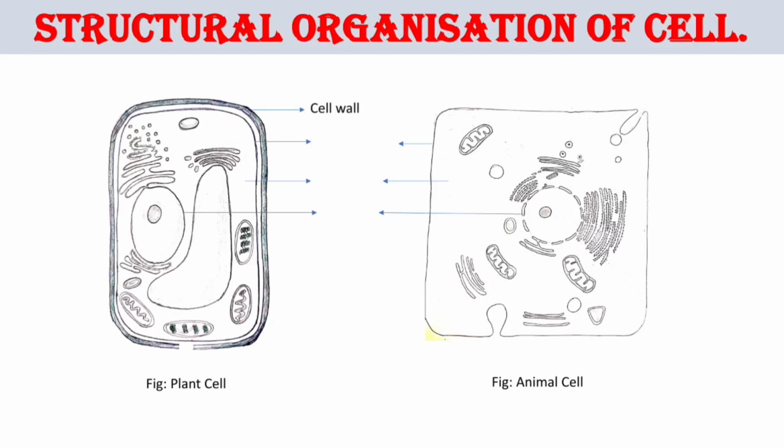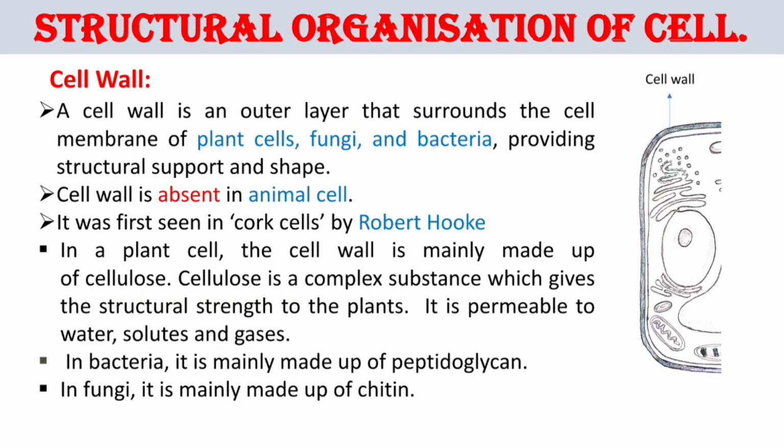First, we can see the cell wall, and only the plant cell has the cell wall, but the animal cell doesn't have any cell wall. Next, cell membrane. We have already discussed the cell membrane, and both plant and animal cells have it. Cytoplasm is the fluid material of the cell, and both plant and animal cells have cytoplasm. Next, nucleus. Similarly, both plant and animal cells have a nucleus. At first, we are going to discuss the cell wall.